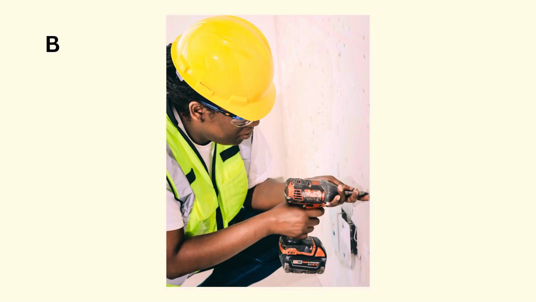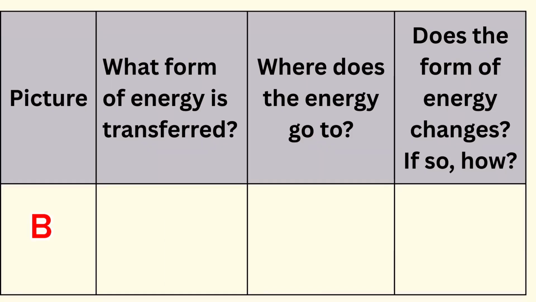Picture B is showing drilling a wall. What form of energy is transferred? An electric drill gets power from electrical energy. The motor inside the drill converts this into the spinning motion of the drill bit, which is movement energy. So where does the energy go to?